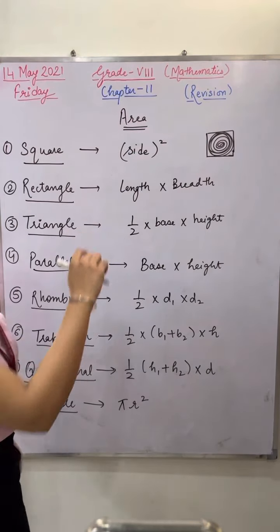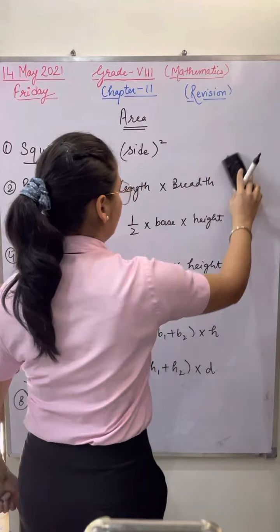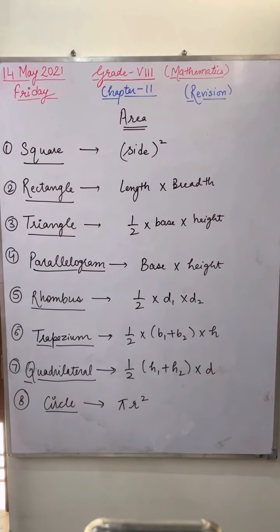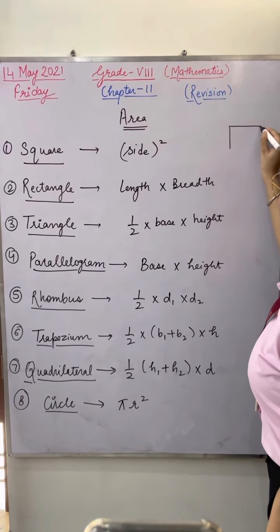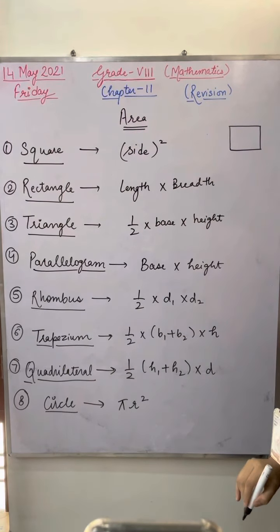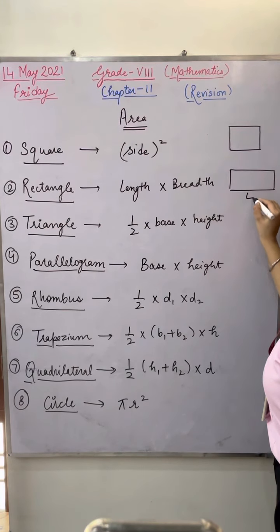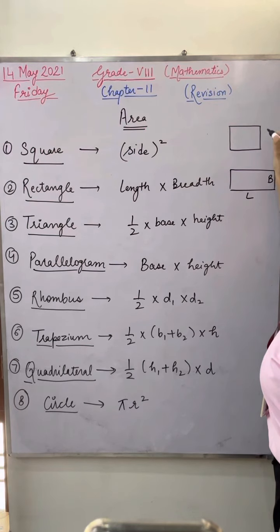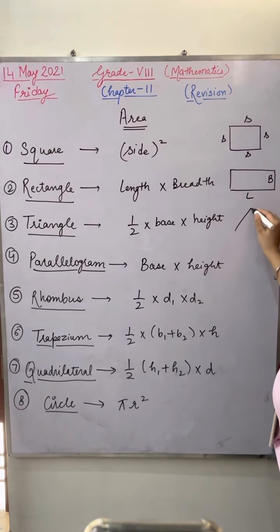I'm going to draw figures here, then everyone has to note these down in the notebooks. Area of square: a square is this, whose all sides are equal. Rectangle is this, which has this as a length and this as a breadth. Right? This is a triangle. In a triangle, this is the base and this is the height.